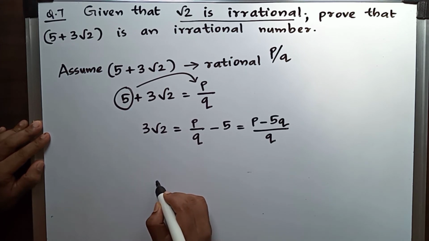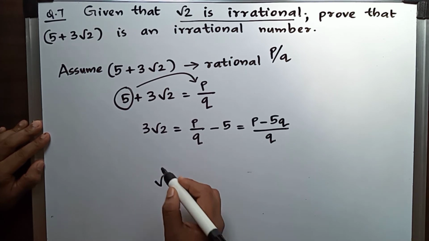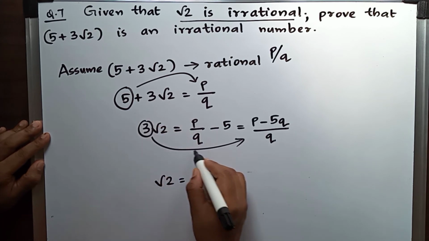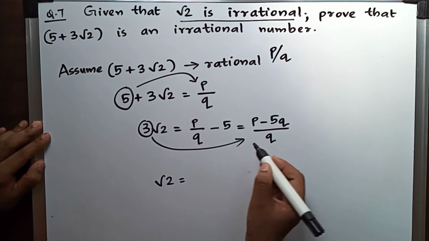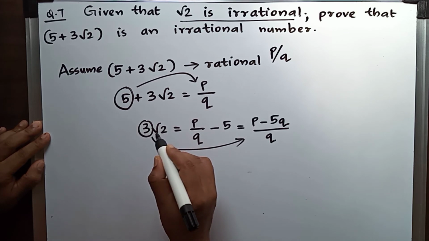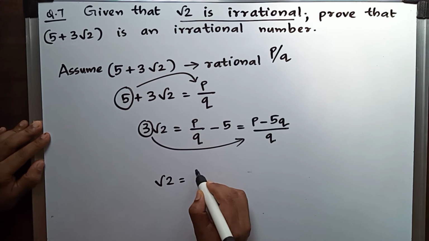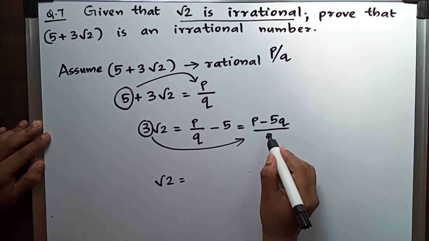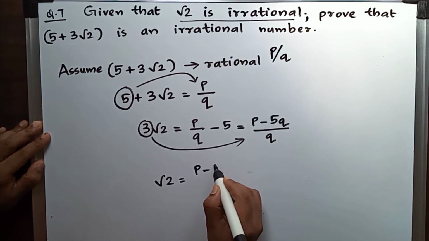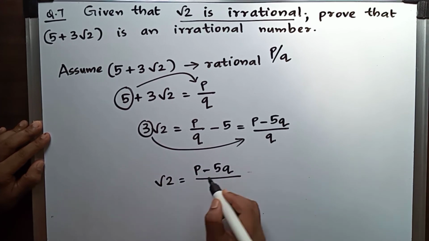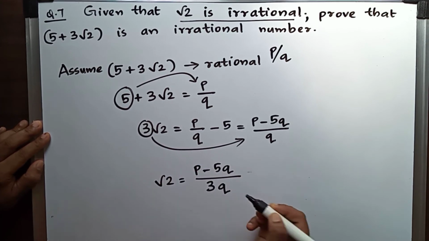Now what is root 2? Root 2 is equal to, I am going to take this 3 and shift it to the other side of the equal to symbol. Here 3 is multiplied by root 2. When we take it to the other side, it will become divided by. See, the numerator part will become the denominator part when we shift it to the other side of the equal to symbol. So 3 will come here.